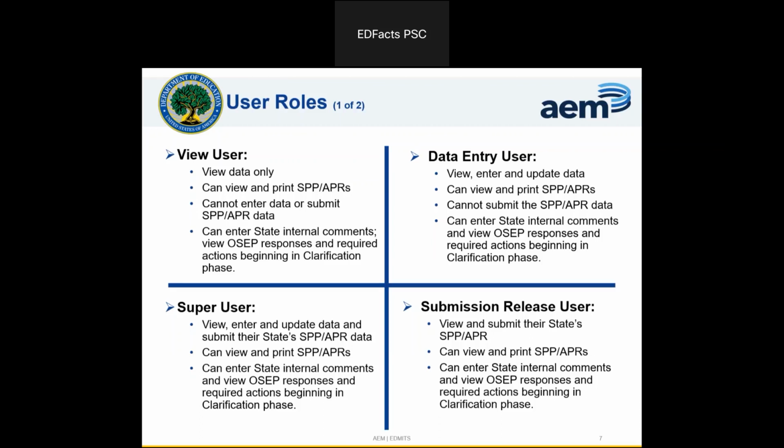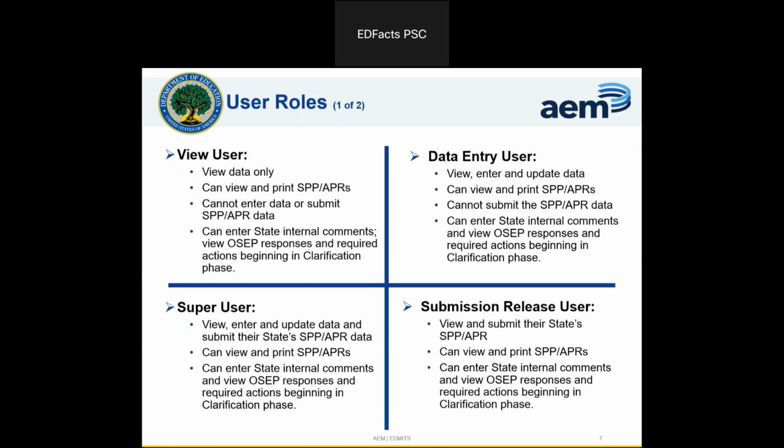And next, third is the super user or users. These folks can basically do everything. They can view, enter, update data, and they can also submit the SPP APR. And they can also view and print SPP APRs, the internal comments, OSEP reviews, and required actions.